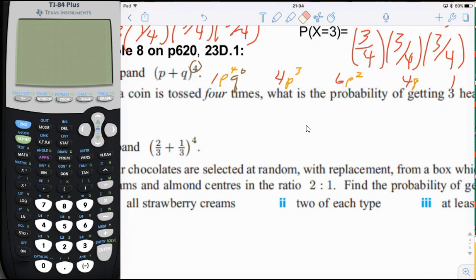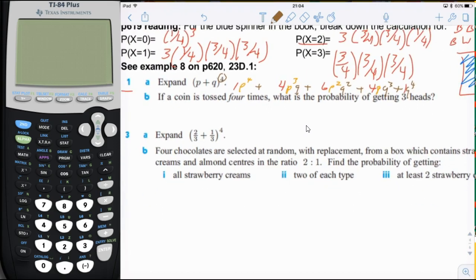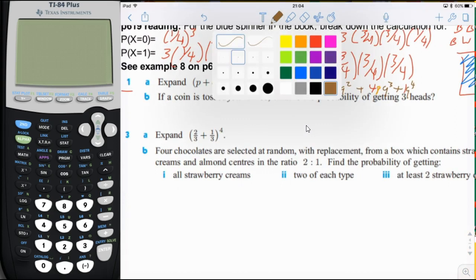Oh, q to the 0, that's 1. So I'm going to erase it there. And then q to the first, q squared, q cubed, and q to the fourth. And then I'm going to add them all together. So I've expanded p plus q to the fourth. Now you're saying, why the heck did we do that?